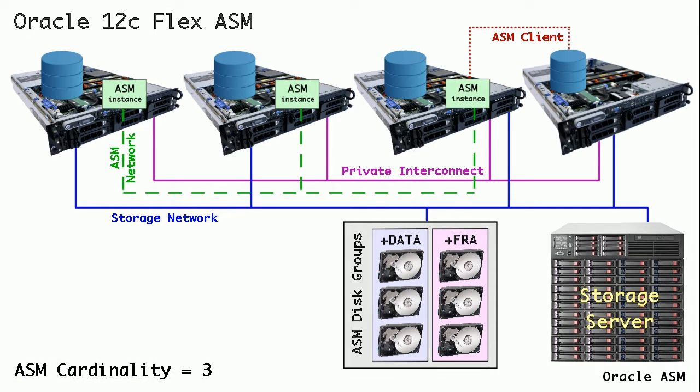Oracle FlexASM cluster provides high availability for databases even when ASM instances fail, because databases can connect to ASM instances on other nodes in the cluster as ASM clients. This was not possible before Oracle 12c Release 1. It is possible to run ASM instances on all cluster nodes in FlexASM cluster using ASM cardinality set to all.